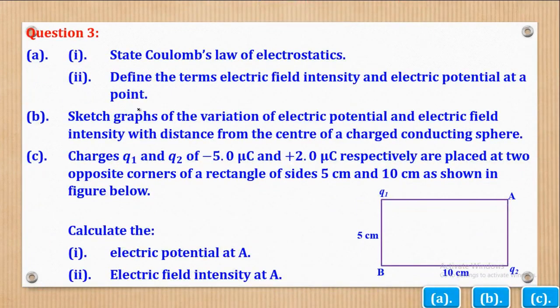So that was question 2. Now we shall go to question 3. So question 3, part A, Roman 1 says, state Coulomb's law of electrostatics. Then Roman 2 says define the terms electric field intensity and electric potential at a point.